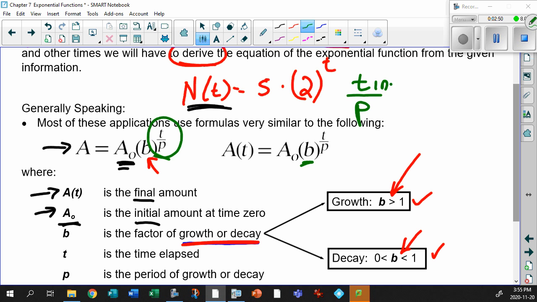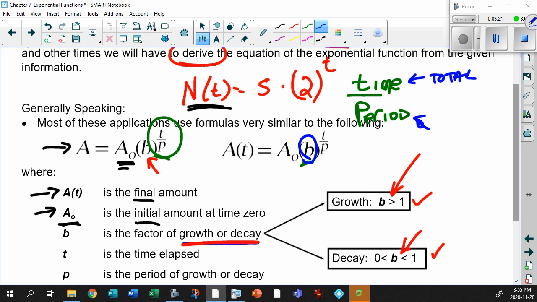This t stands for time, this P stands for period. But what is this? I still don't understand, sir. Okay. Time is your total time. How long are you going to let this experiment run for? Period means how quickly does it double? How quickly does it go through the cycle? Does it double every 5 hours? Does it double every 15 days? Does it double every year and a half?